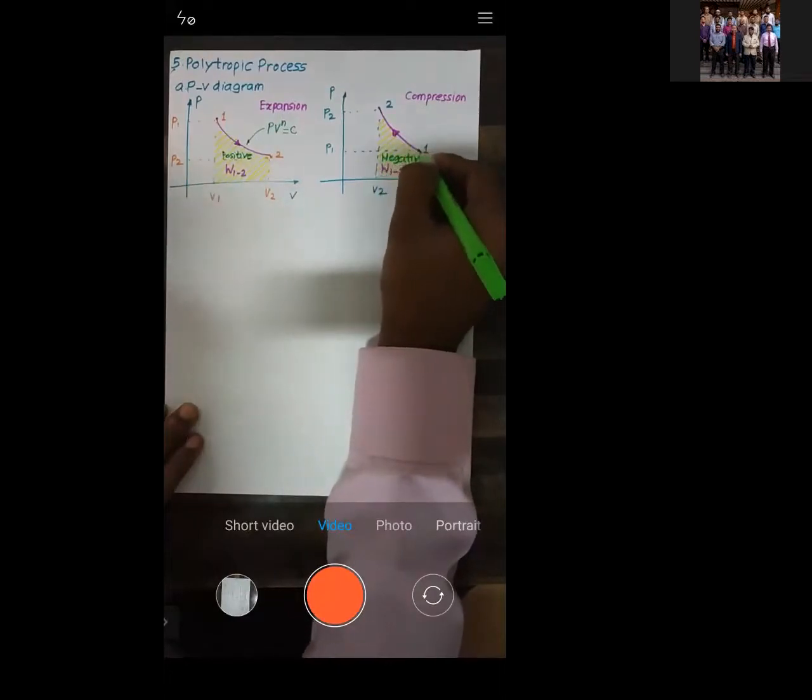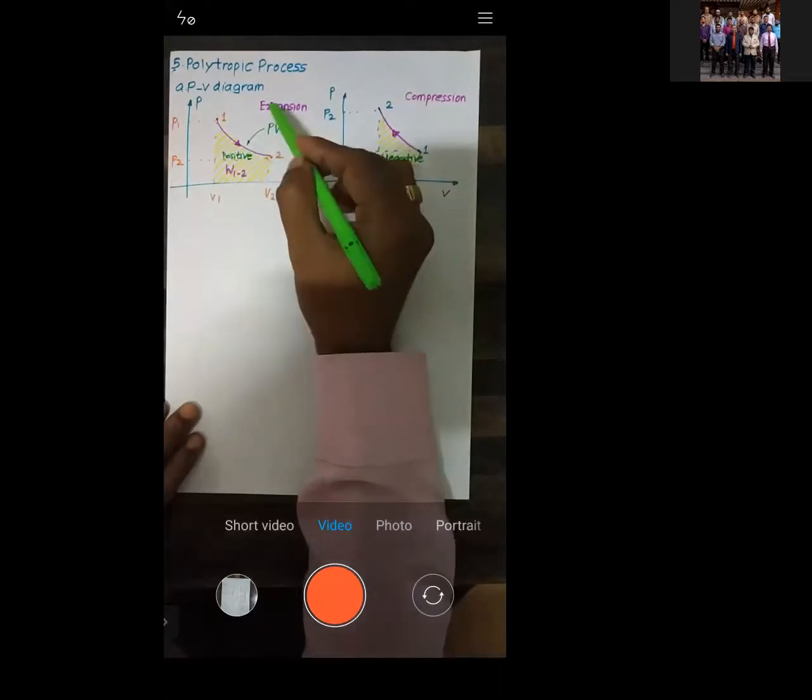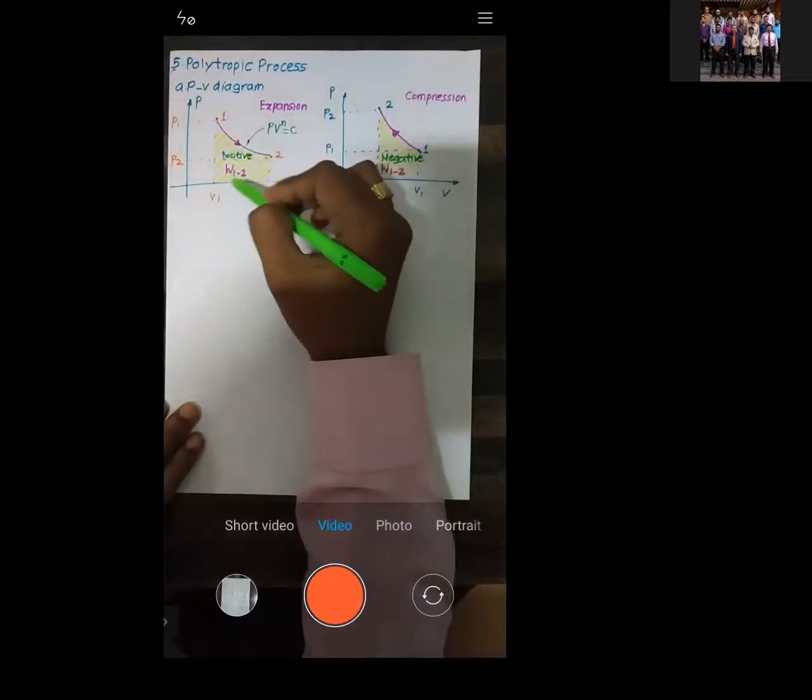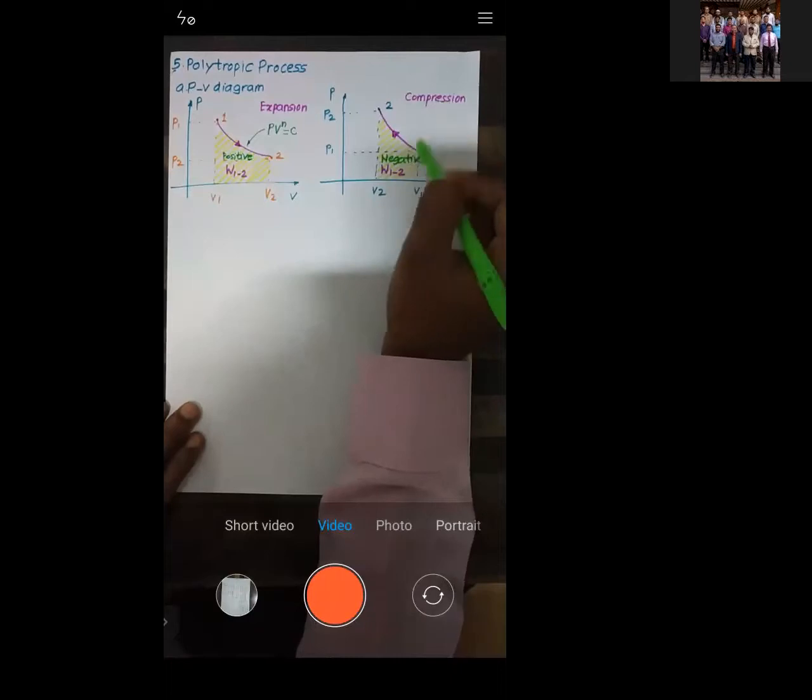Try to understand. See, during expansion, work is produced, so it is positive. But during compression, what happens? The work gets consumed, so it is negative, right?